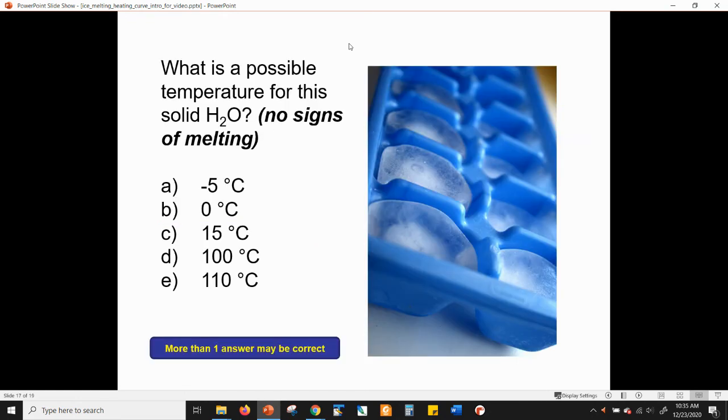Okay. What is a possible temperature for this solid H2O that has no signs of melting? Okay, it's solid H2O and it is not melting. Hit pause. Okay, if it's not melting, it has to be below 0 degrees, like -5 Celsius. If a little bit of water has started to appear, if they're starting to melt, then those ice cubes must be at 0 degrees Celsius.